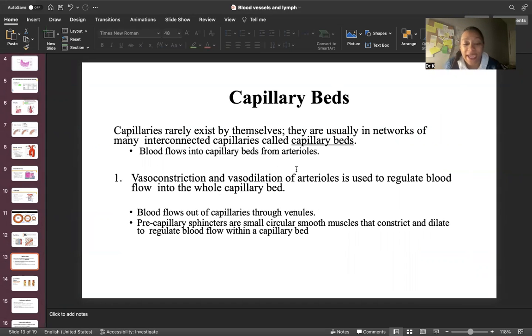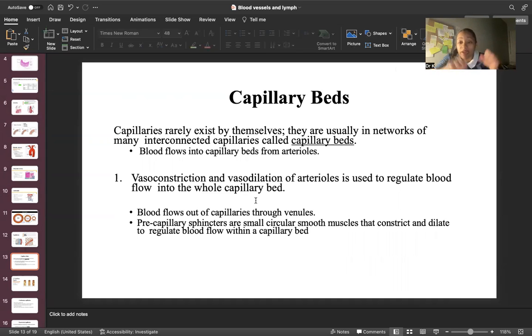Okay. So once you have the arterioles and the capillary beds, at some point the blood that's getting exchanged is going to reach the part where it's going to be your venules, right? So the blood flows into the capillary bed from the arterioles, but then it's going to start moving to the venule part of the capillaries, flowing through the venules. And how does that happen? Through vasoconstriction and vasodilation, to regulate the blood flow in the whole capillary bed, right?